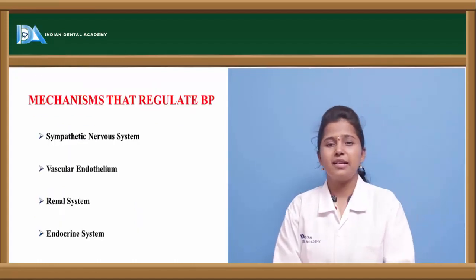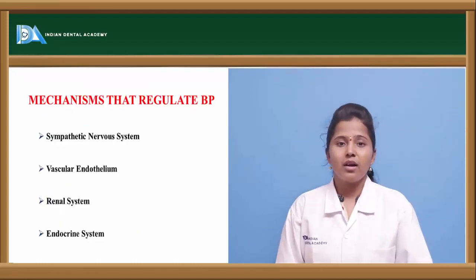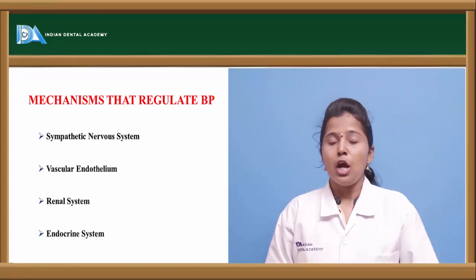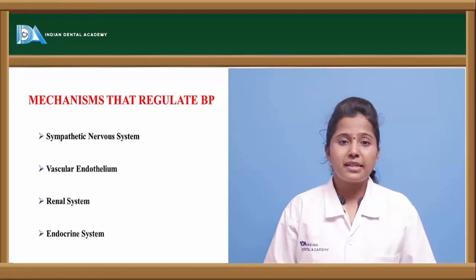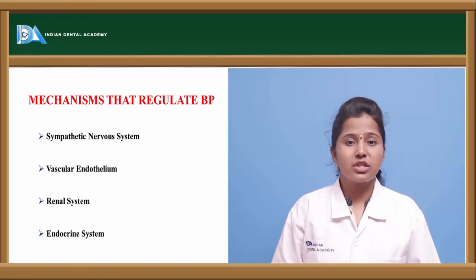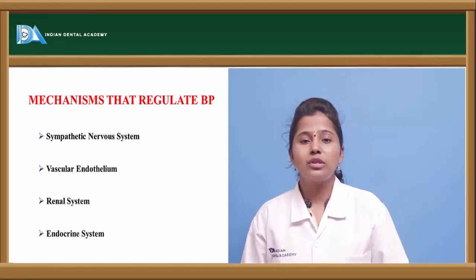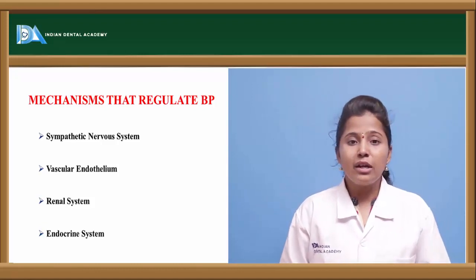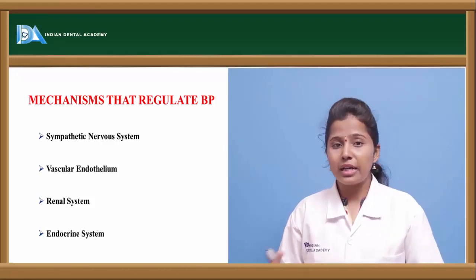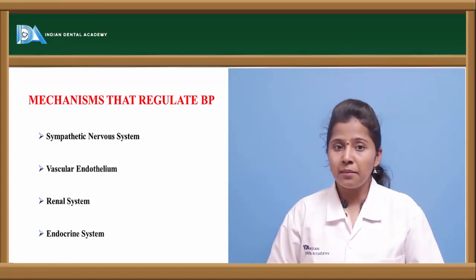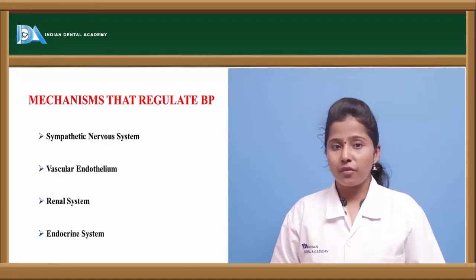Let us see the mechanisms. How BP can be regulated. This blood pressure regulation is governed by various mechanisms. A few of the mechanisms are the sympathetic nervous system, like the drugs which act on the sympathetic nervous system, and the other one is the vascular endothelium. So the contraction or dilation of this vascular endothelium determines the regulation of the BP.